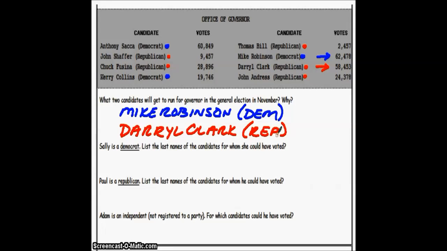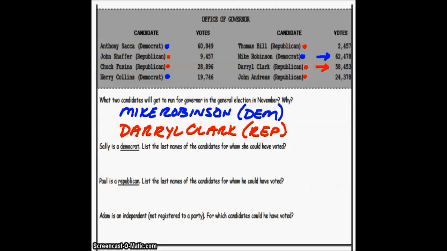And so keeping in mind the primaries where each party chooses their candidate, the Democrats, Mike Robinson won the popular vote. Darrell Clark won the Republican popular vote. Then we look at the idea of Sally as a Democrat. So list the last names of the candidates for whom she could have voted.